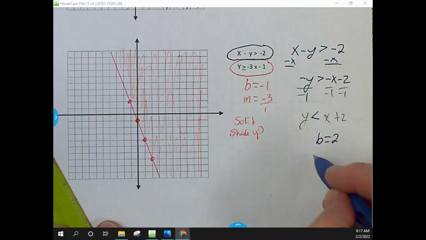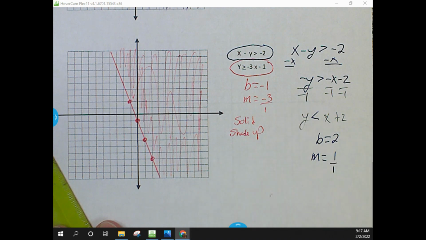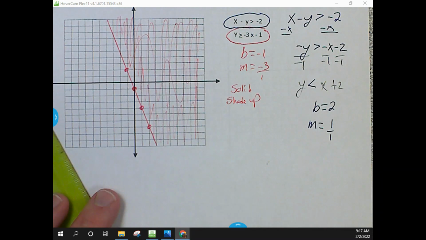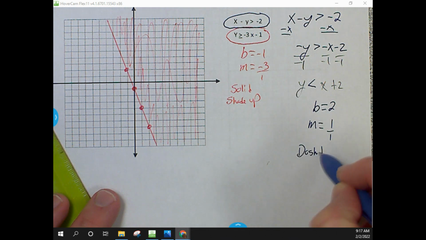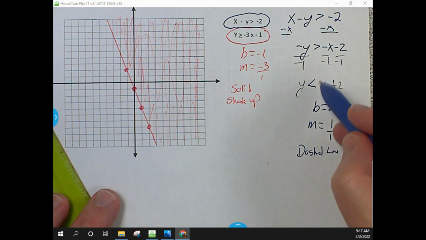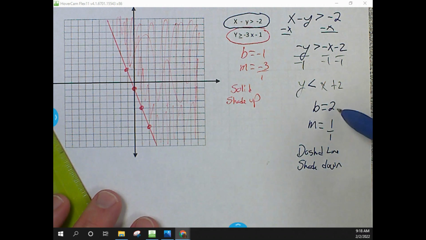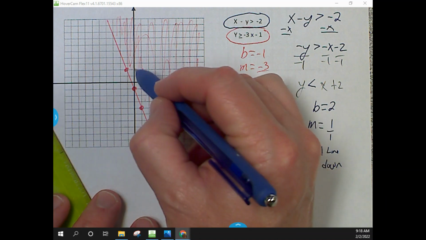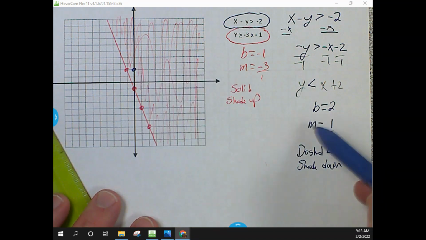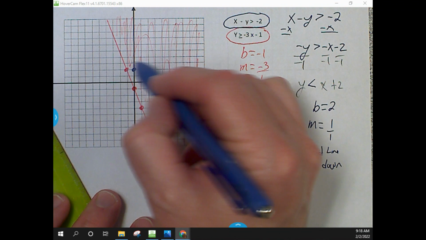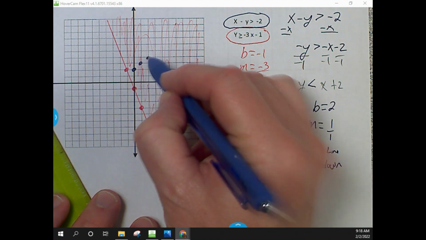Our b value is 2. Our m value is 1, which again is really 1 over 1. We're doing slope. And based on the y less than, that means it's going to be a dashed line. And it's y less than, so we're going to have to shade down. All right, so we're going to begin at positive 2, right there. Our slope is 1 over 1, so we're going up 1 over 1, up 1 over 1.